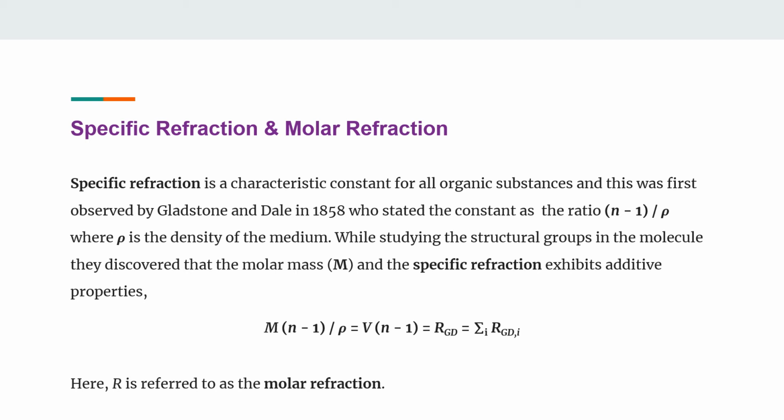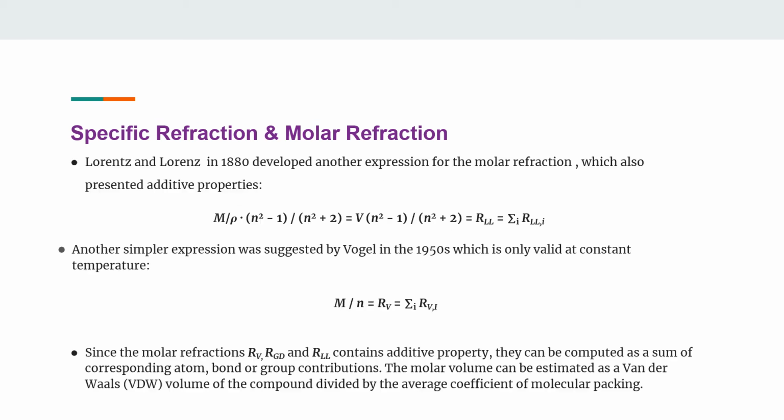While studying the structural groups in the molecule, they discovered that the molar mass, which is M, and the specific refraction exhibit additive properties, and this equation shows the relationship between the molar mass, specific refraction, and the additive property, where R is referred to as the molar refraction.